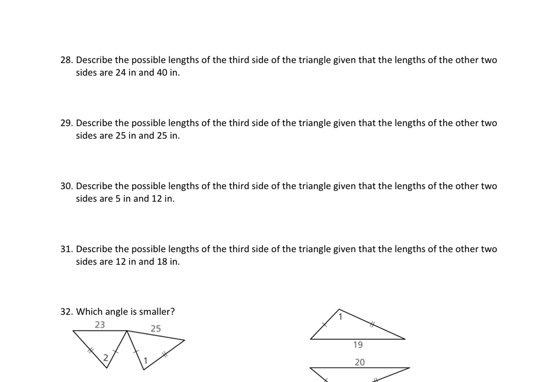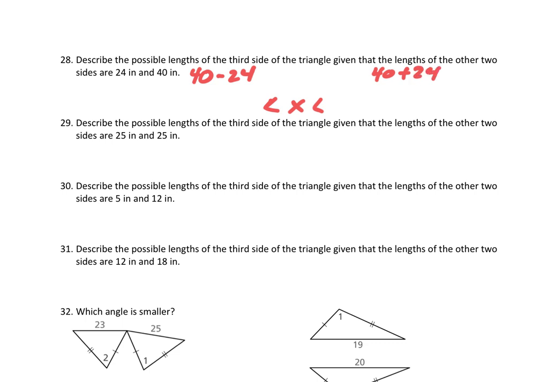28 through 31 are all very similar. 2 things that we're going to do here. First of all, I would prefer that you write your answer like we did on Big Ideas. You're going to have 2 possibilities. We're trying to show the range of possibilities of answers here. We know 2 sides. We want to find out what could the third side be.